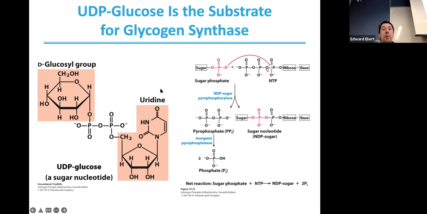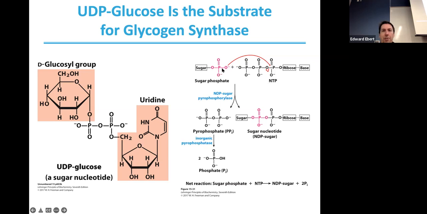All right. UDP glucose, and this is one of the few times we'll talk about UDP, UTP, and all that stuff. It's the substrate for glycogen synthase. Here we have our uridine. What we get here is a triphosphate sugar phosphate.